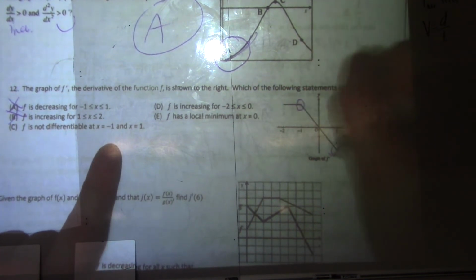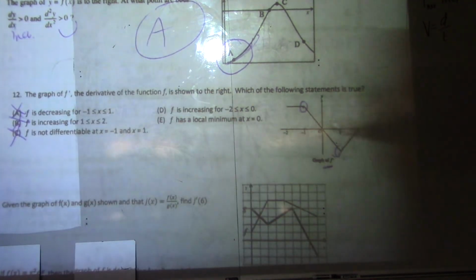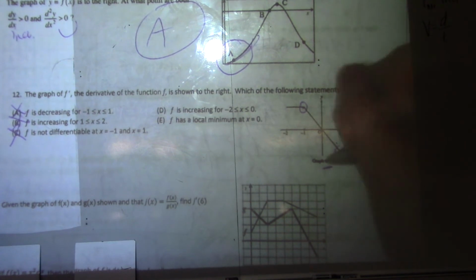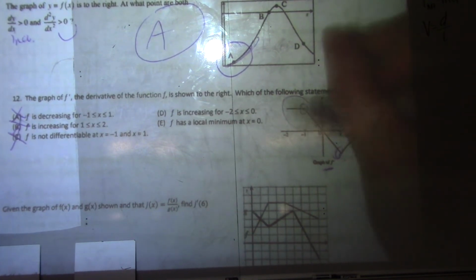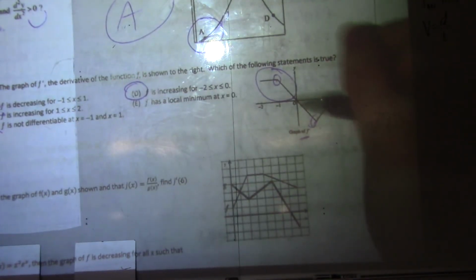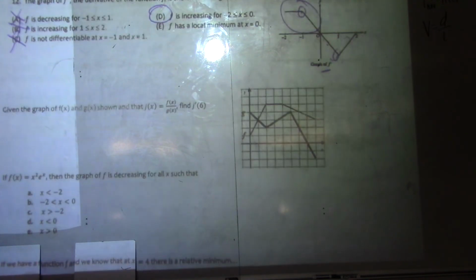So here, this right here and right here is not differentiable, but that's f prime, which means that f prime is not differentiable. If I have a derivative at those points, which is what f prime is, then f was differentiable. It's increasing from negative 2 to 0. This was positive, so yes, it was increasing. And it was not a minimum, it was a maximum here, from positive to negative.